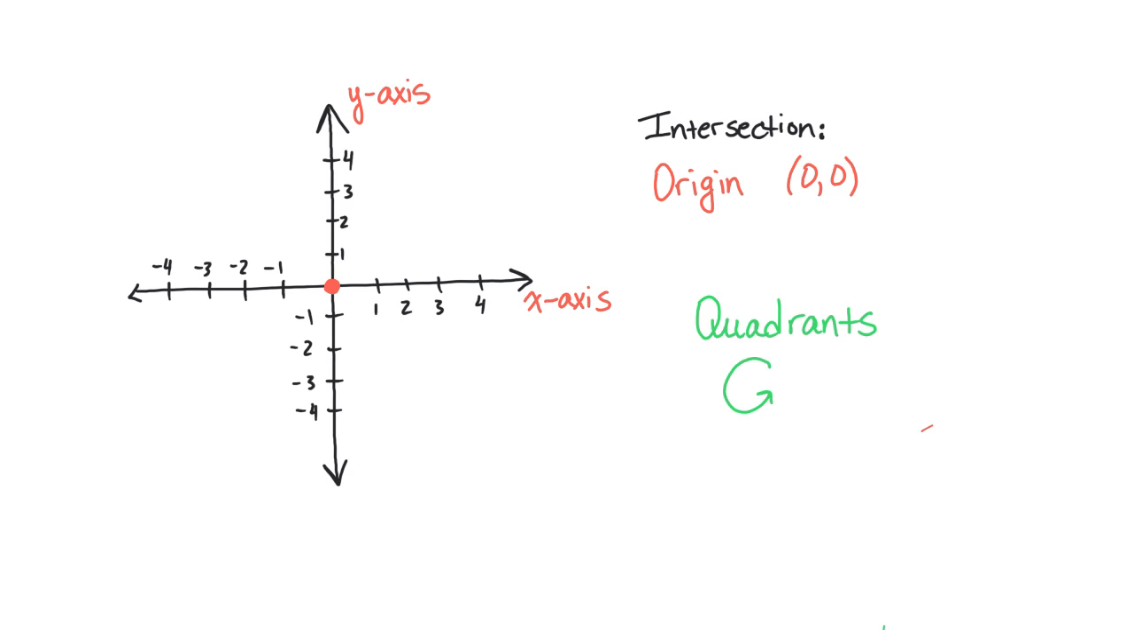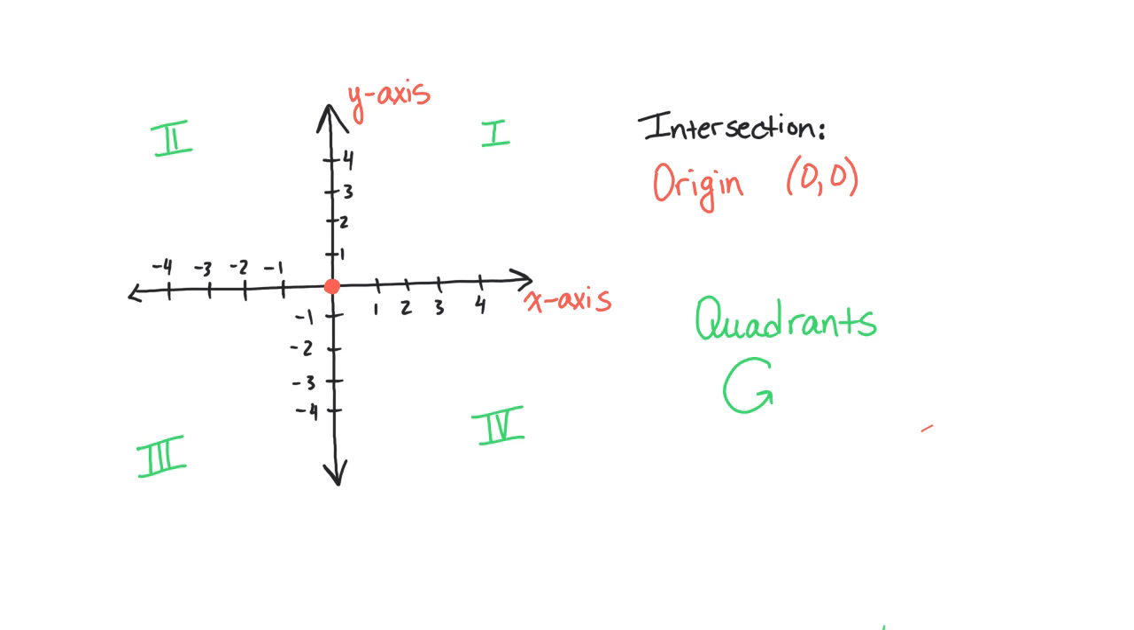So starting in the upper right corner, this is the first quadrant. We use Roman numerals to identify what they are. So first quadrant, moving counterclockwise, that is the second quadrant. This is the third quadrant, and this is the fourth quadrant.